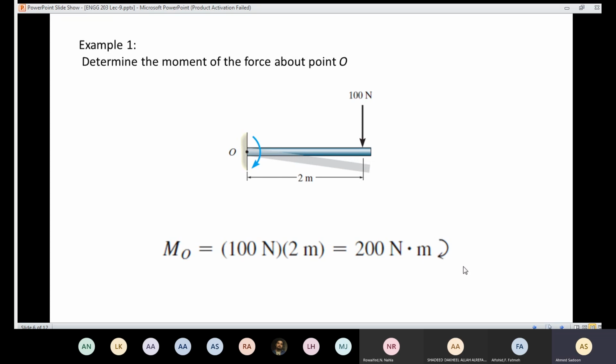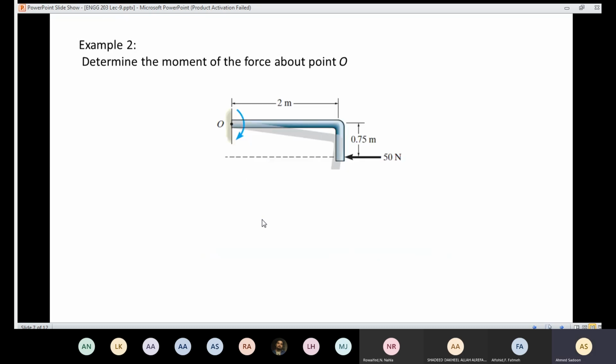It's very important to put the direction of the moment. Now let's move to example 2. So also we need to determine the moment of a force about the point O. So this time the body is like that. We apply a force here, and we need to know the magnitude of the force.